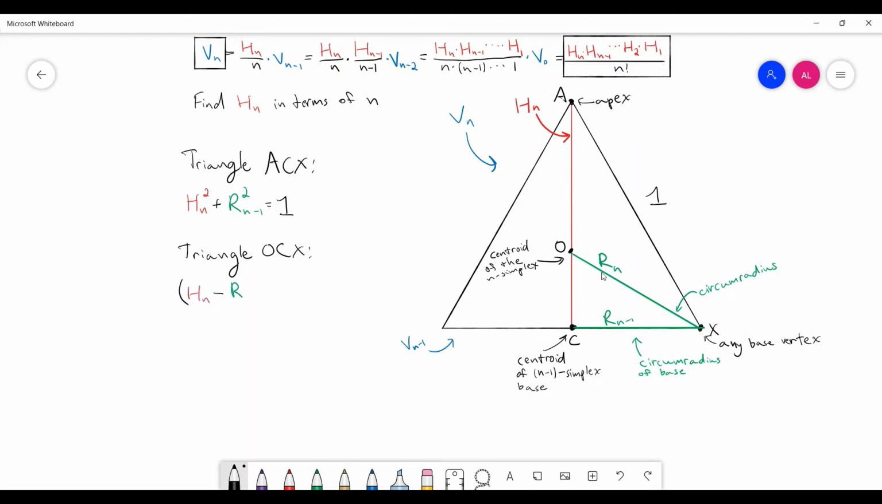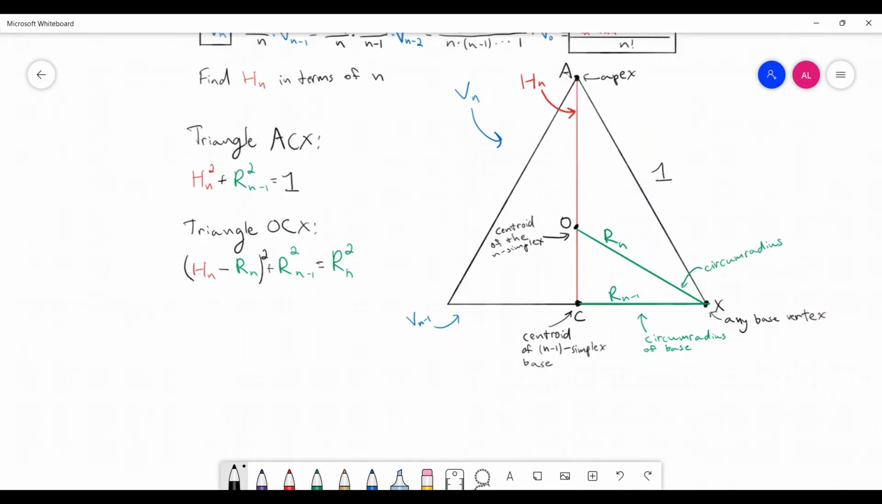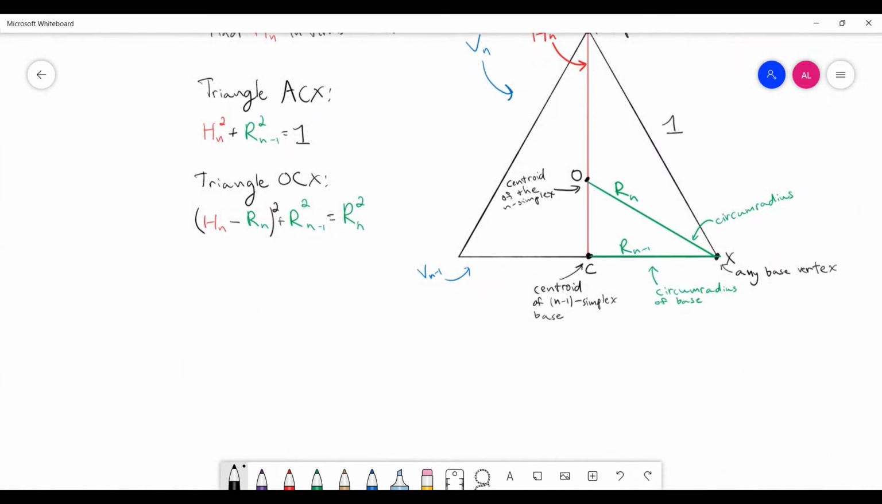And two of the sides, of course, we know, Rn and Rn minus 1, are pretty straightforward. This OC segment is Hn minus Rn. So we can square it, and we can add Rn minus 1 squared, and that will be equal to Rn squared, right? This is just the Pythagorean theorem. So now we have two equations, and we will see which ones we can manipulate.